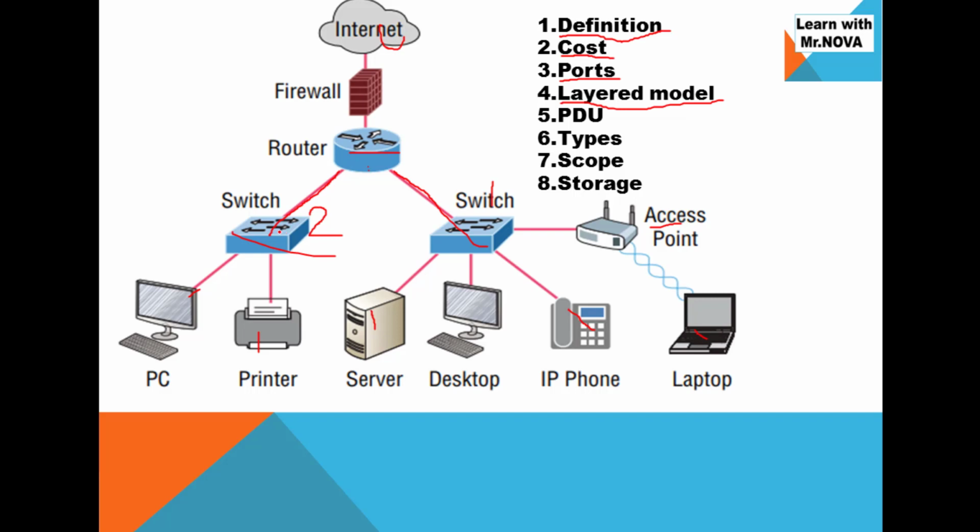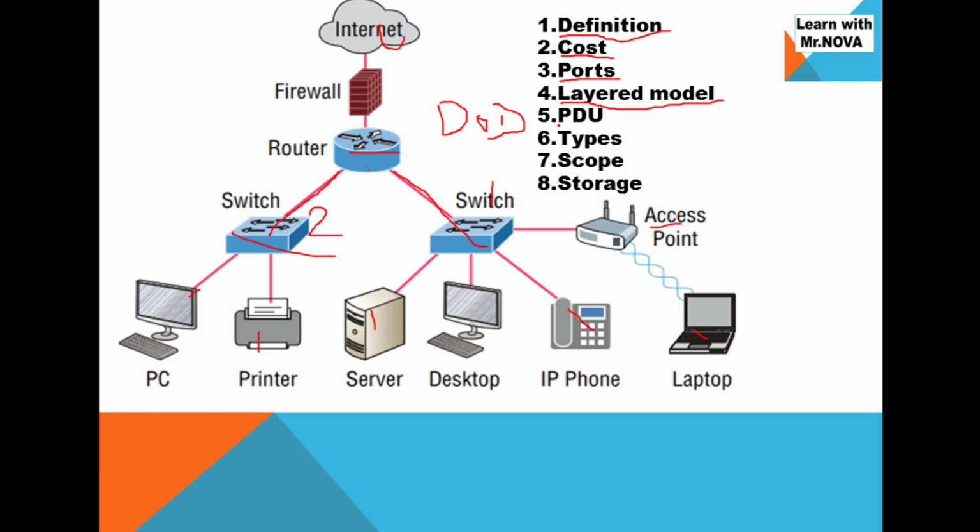And with respect to the DoD model, that is the Department of Defense model, or the TCP/IP model, a router functions at the network layer, that is the second layer, while switches function at the network access layer or the link layer, that's the first layer.